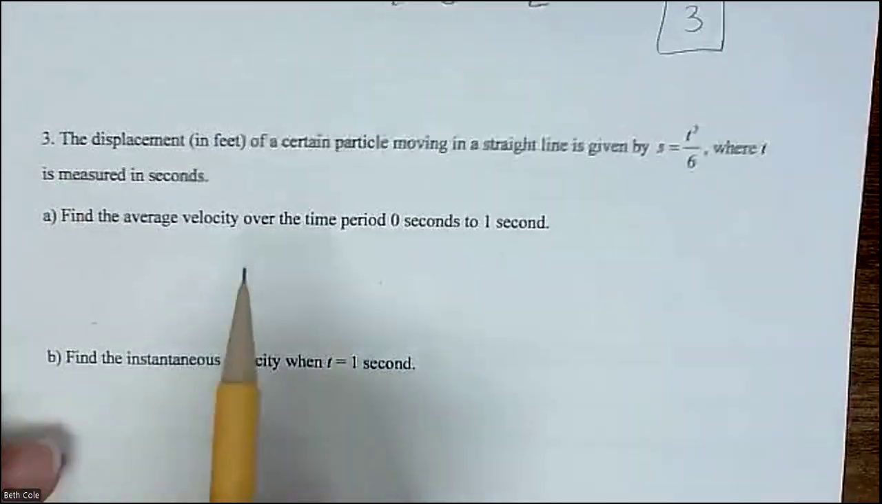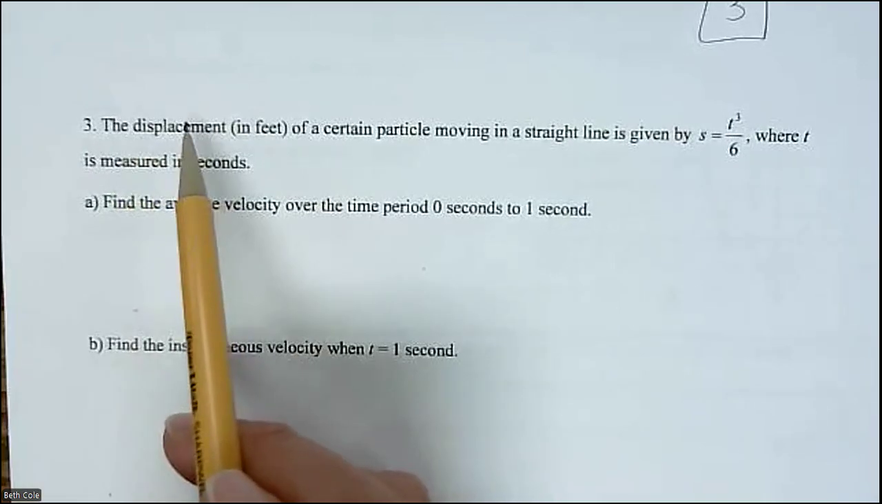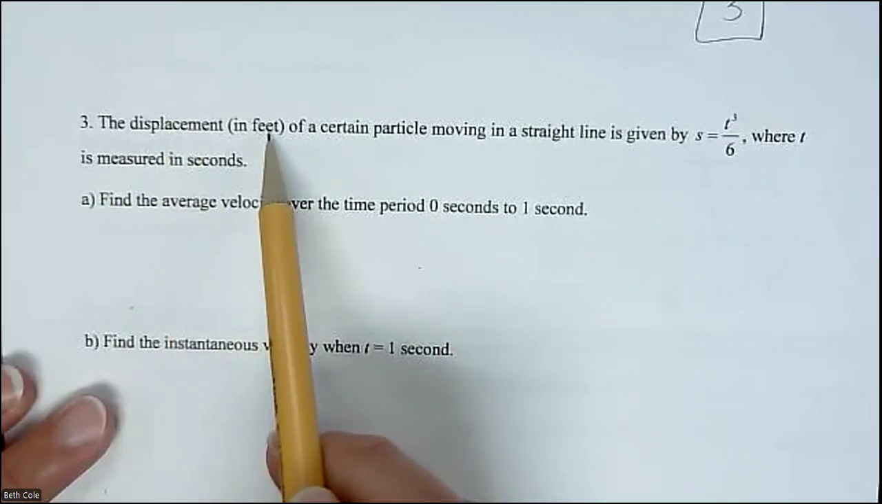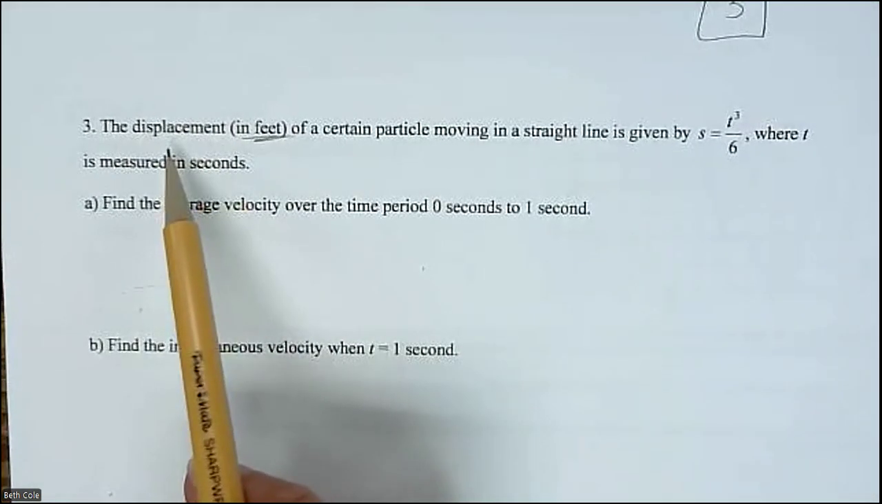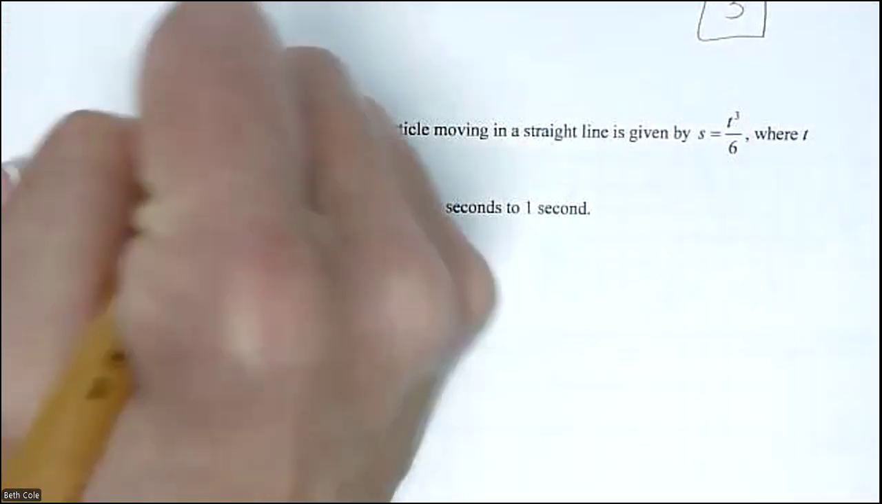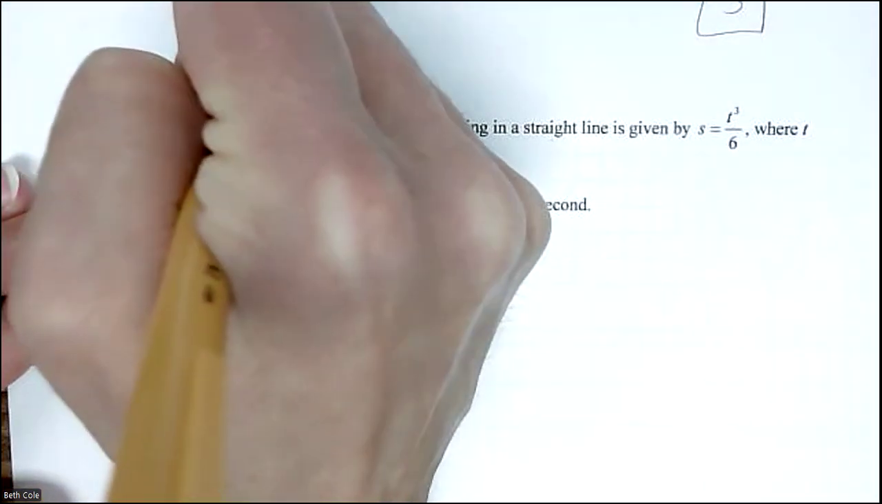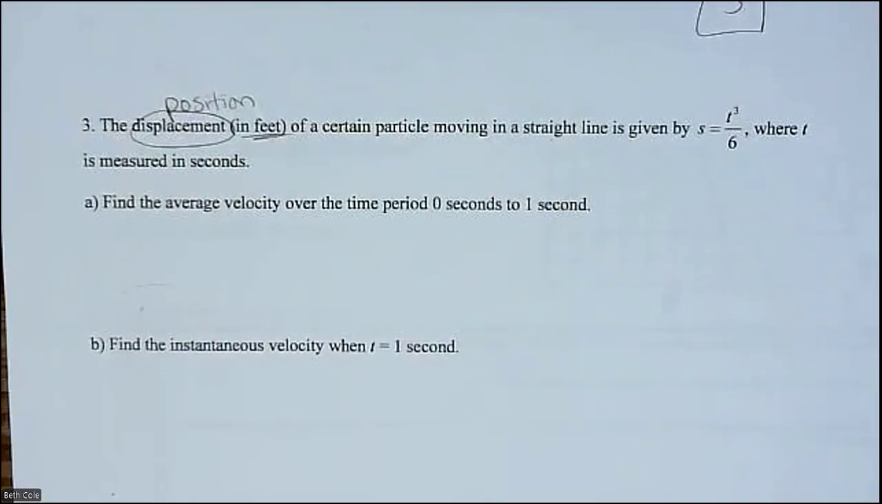Now, this one, they throw a different vocabulary word at you. It says displacement. So you want to use your context clues. It says in feet, just feet. So is that position, velocity, or acceleration? That's position. So that's another word we can use for that. So use the context clues. If it said feet per second, that would be a velocity, you know, for example.